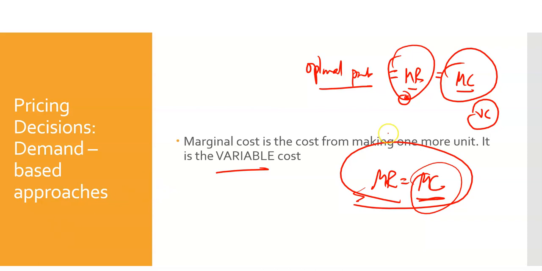Okay, great. So we have established the fact that MR is equal to MC. We've got that. The question is, as I said, we're always given MC. The question here is, what is MR? Now, let's just build this a little.